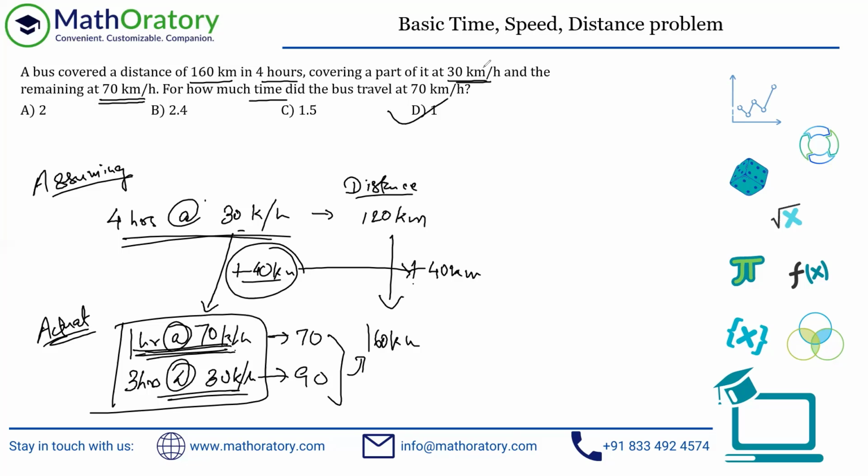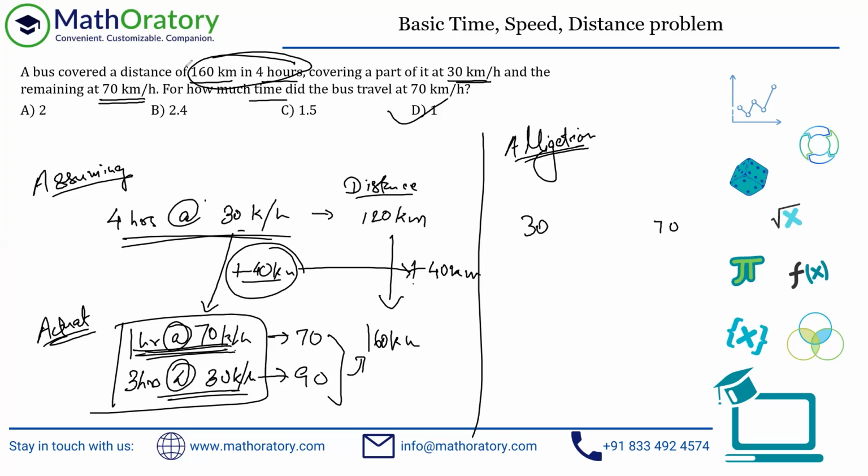The other method you can also apply is alligation out here, but you have to be careful about one thing in these kind of questions. In this case, there is less chance that you make that mistake, but let me just show that. So there are two types of speeds out here, 30 kilometers per hour and 70 kilometers per hour. And if you notice the average speed, that is 40 kilometers per hour, right?